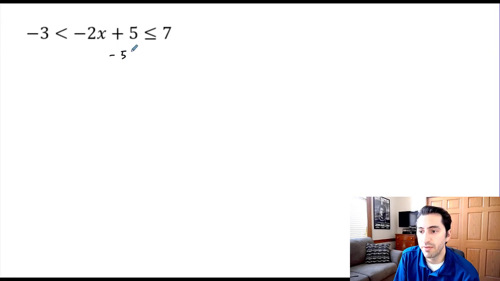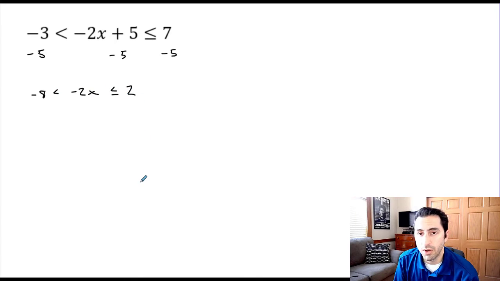If I subtract 5 in the middle, I also have to subtract 5 from both sides. So we're going to end up with negative 8 is less than negative 2x is less than or equal to 2. All right, so far so good. Just taking a look at this inequality, it still makes sense, right? Negative 8 is smaller than negative 2. Negative 2x is describing everything in between. To get the x all by itself, let's finish up by dividing by negative 2.